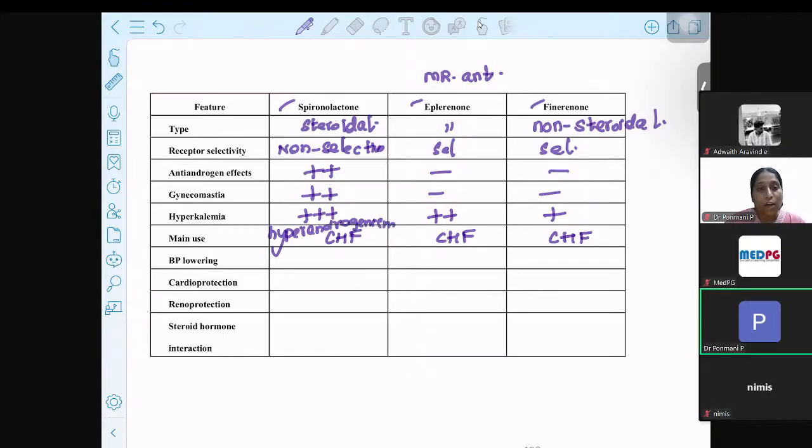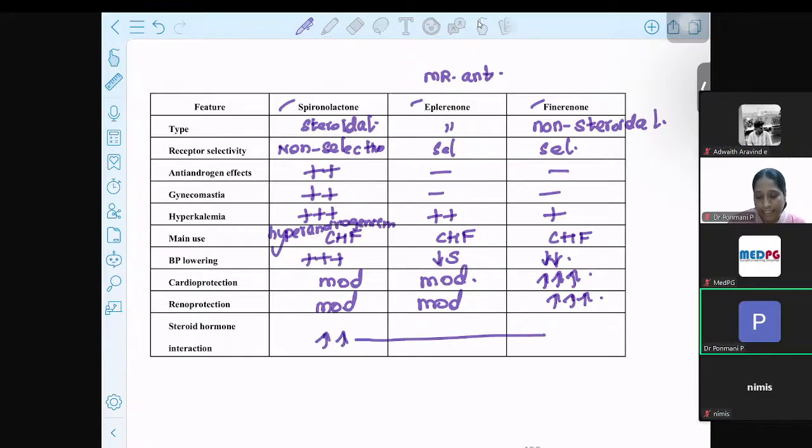And what about the BP lowering effect? The BP lowering effect is more for spironolactone, and it is very less for finerenone. And cardioprotection is offered more by finerenone, and to a moderate degree by spironolactone and eplerenone. And the same goes for renal protection also. Okay, and hence the steroid hormone interaction is more with spironolactone, and it decreases with eplerenone and finerenone. So this is the difference between the three mineralocorticoid receptor antagonists.